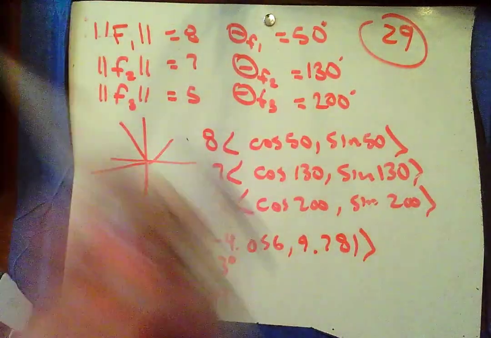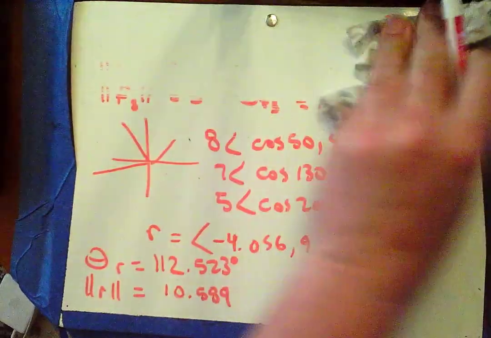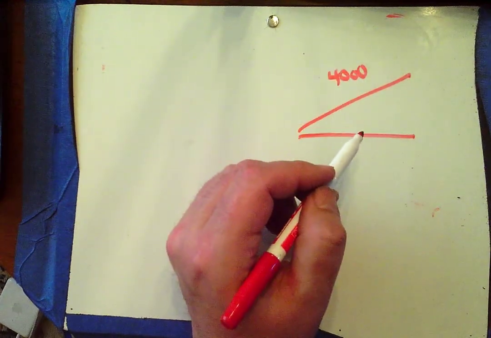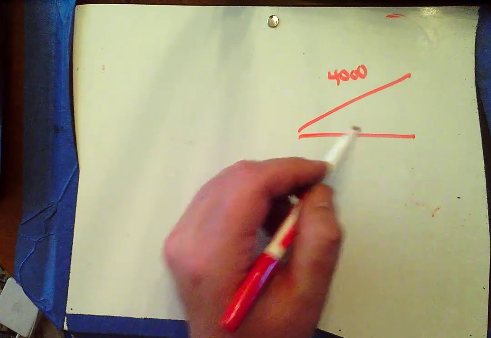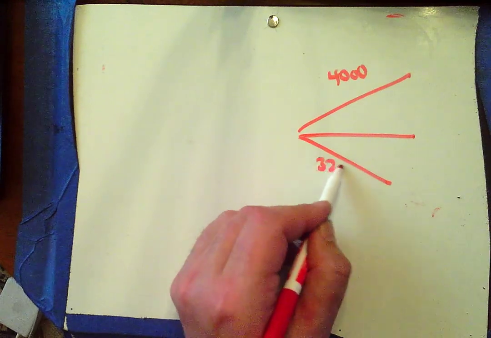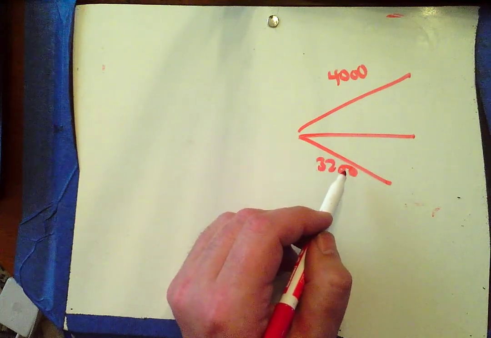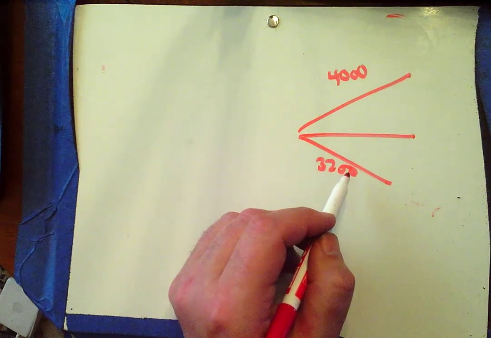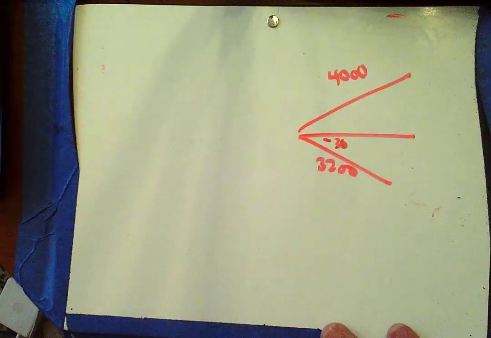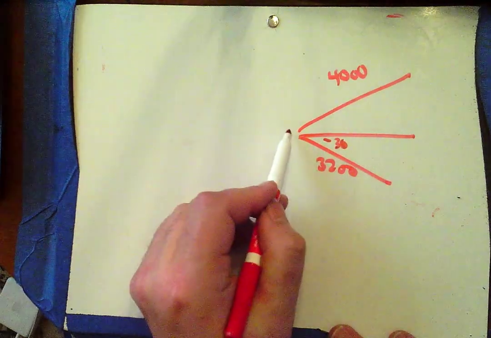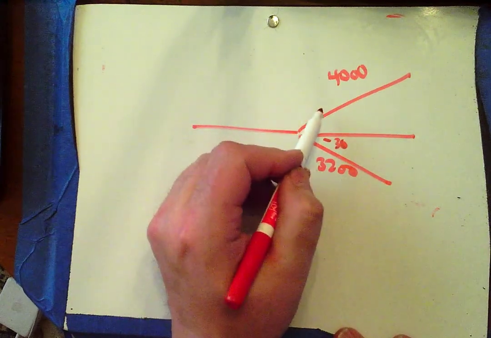And now the last problem. 2 tugboats are pulling a large ship. The larger one exerts a force of 4,000, and the smaller one 3,200 on a course of north 30 east, so this is negative 30. If the ship traveled in a straight line, then what's this theta?